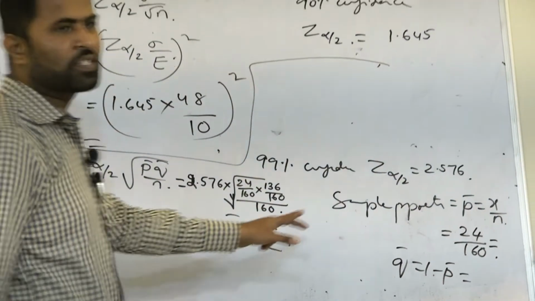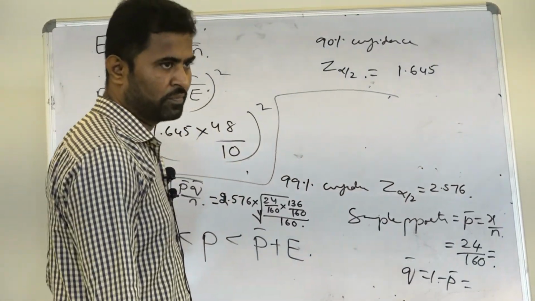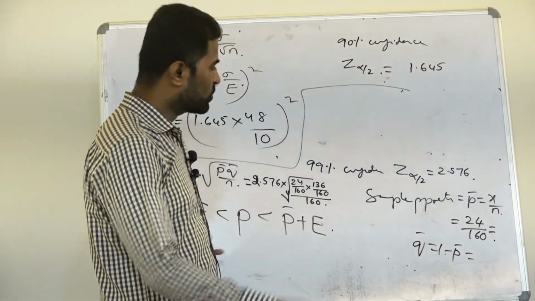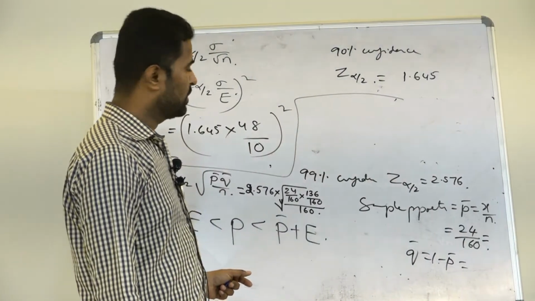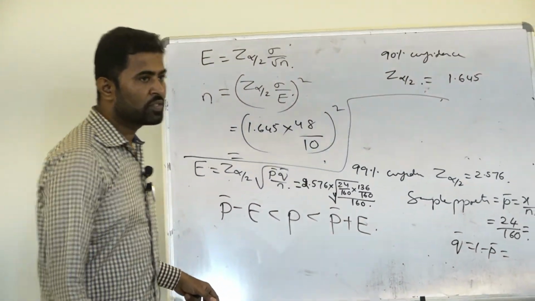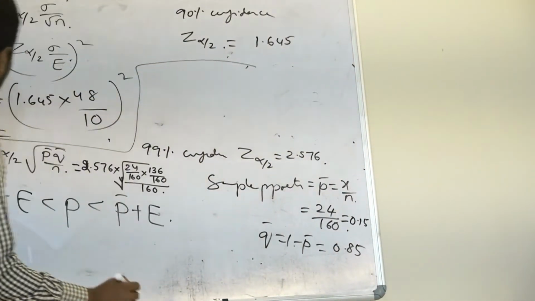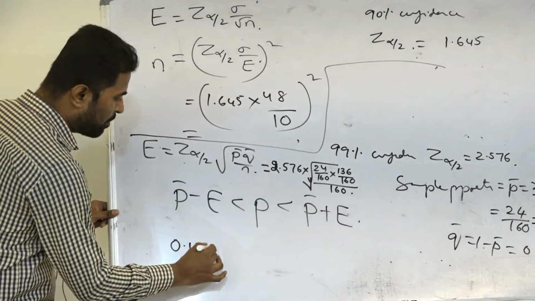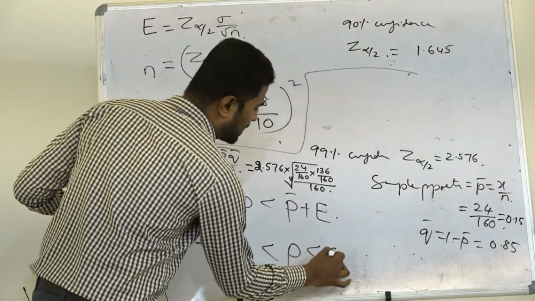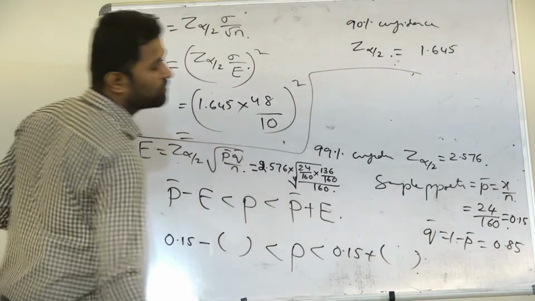Better you calculate 24 by 160, because we need it here also. What is 24 by 160? We need that here. It is 0.15. So this will become 0.85. So I need this: 0.15 minus something is less than P less than 0.15 plus something. That will give you the confidence interval for proportions. So we have done estimations for means, estimations for proportions. Substitute there.